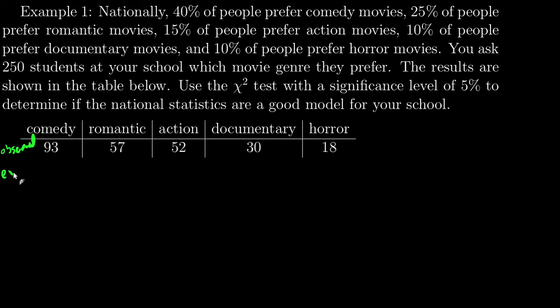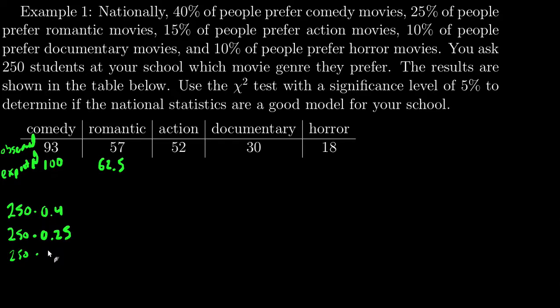Now I want to calculate the expected. To calculate the expected, I'm going to do the probabilities multiplied by the number of students. So 250 times 0.4 gives me 100. Or 250 times 0.25, and that gives me 62.5.